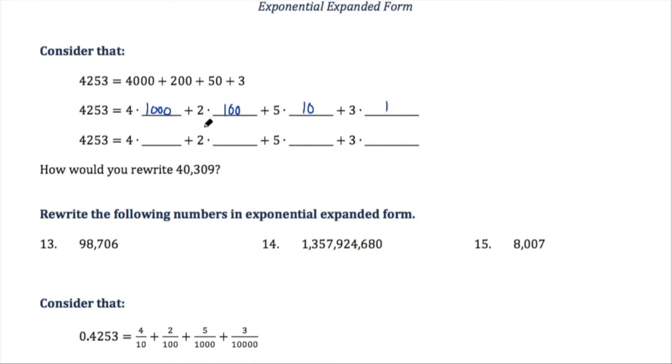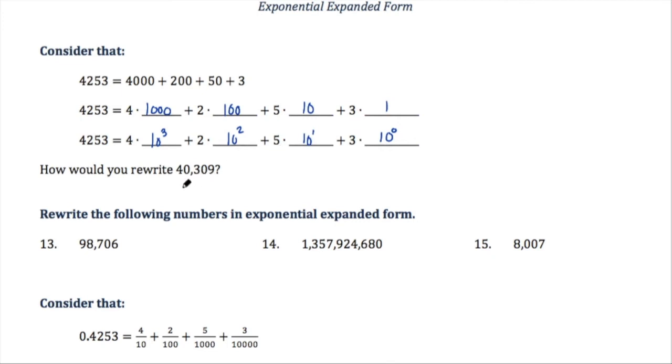Well, let's continue to take this a little further. 1,000 is 10 to the third power. 100 is 10 squared. 10 is 10 to the first power. And 1 is 10 to the, oh, that's right, 0 power. Anything to the 0 power is 1. So this is what we would now consider exponential expanded form.